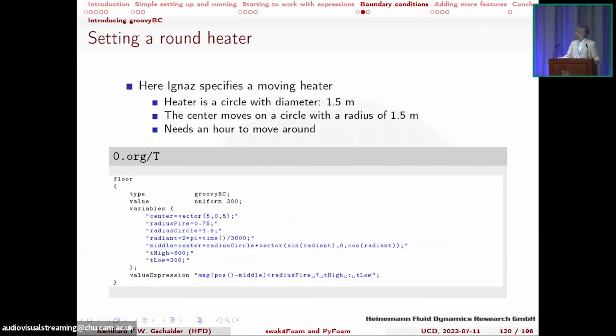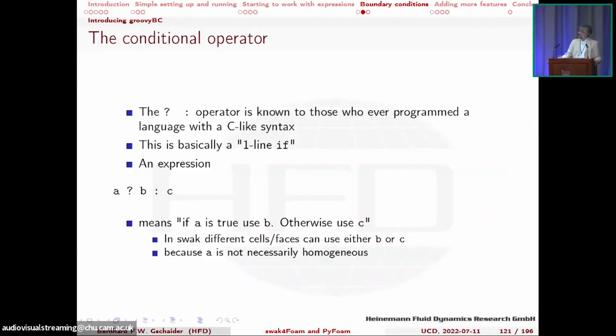And using that, you can, for instance, now easily specify this. This specifies that the heater, instead of being static and in the middle, is a circle, and that circle moves around the room.